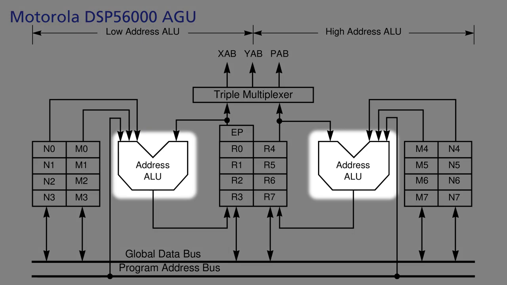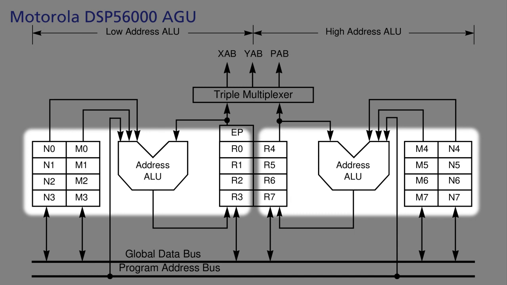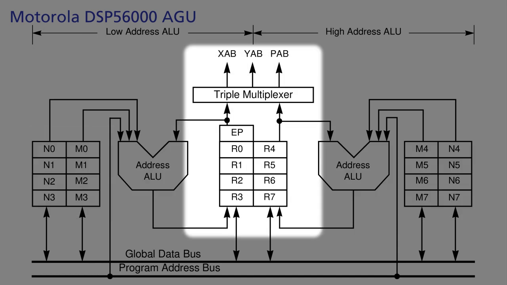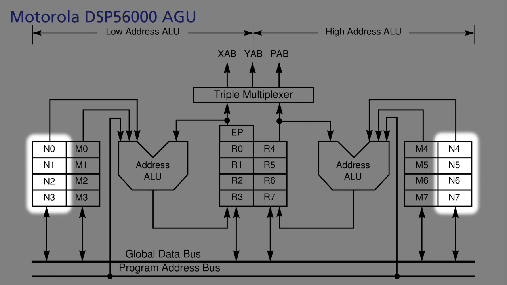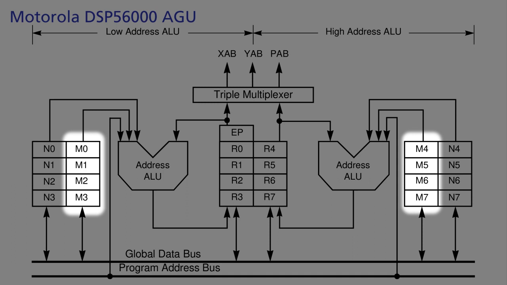It consists of 2 identical address ALUs designed to generate 2 addresses per cycle, one for the sample memory, the other for coefficient memory. The address registers are split into 2 groups, one per ALU. In each cycle, 2 addresses can be read from the R registers and updated with the 2 ALUs. An update can add 1, subtract 1, or add an offset or N register to the given address.